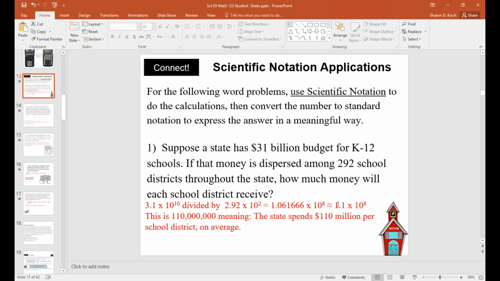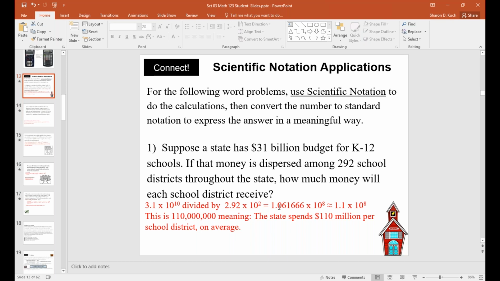So it's going to be approximately 1.1, because if I cut it off right here, that 6 is going to increase that 0 to the 1. And then multiply it by the corresponding power of 10. In this case, it is 10 to the 8th power.